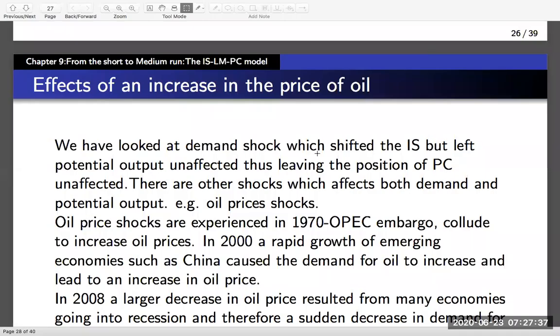Everyone, please. This is from this page onward. I need you to pay attention and try to understand what is happening. I want to discuss this. I think it's important that you understand the effect of an increase in oil prices in the short run and in the medium run. That is quite important, right?